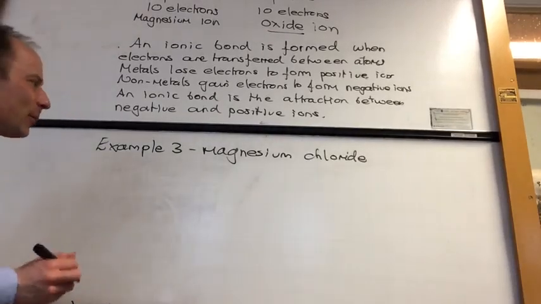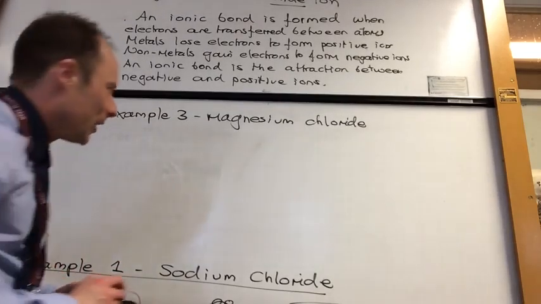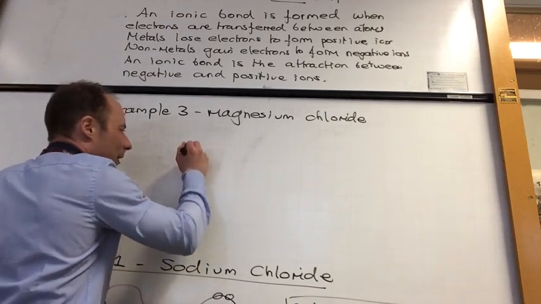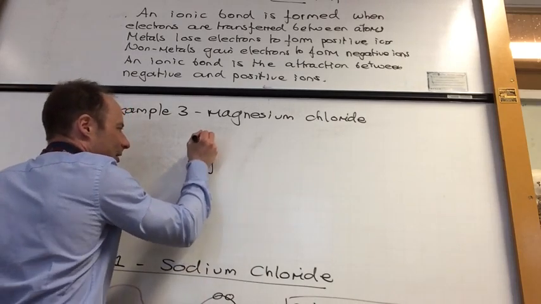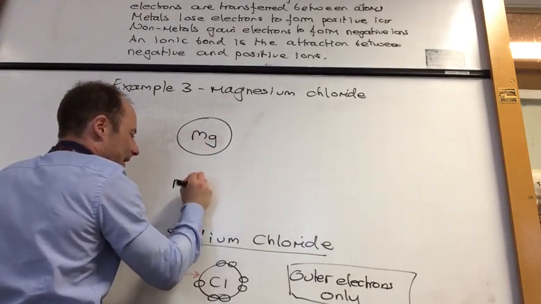Okay, so magnesium chloride. So we're going to draw this out. We're going to do this in a slightly different way. I'm going to put my magnesium atom in the middle. So this is my magnesium atom.